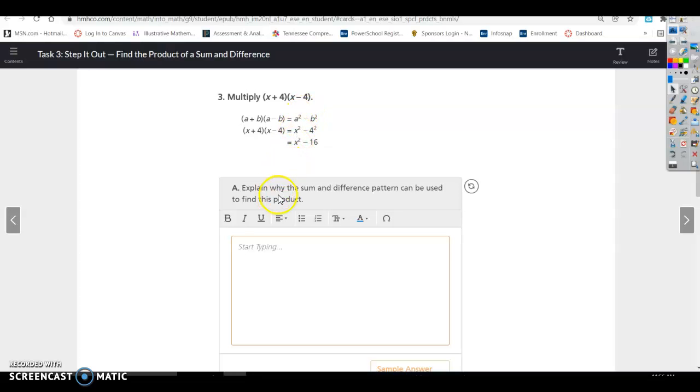It says explain why the sum and difference pattern can be used to find this product. Because any binomial that's the same binomial, different sign in the middle, is going to fit this pattern. That's why the general rule is a plus b times a minus b equals a squared minus b squared.